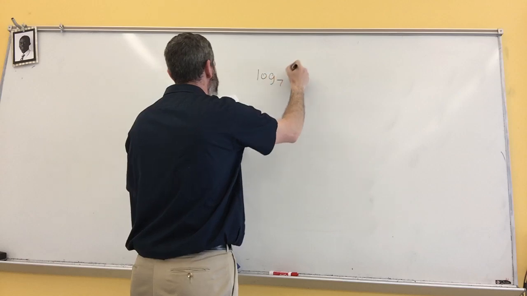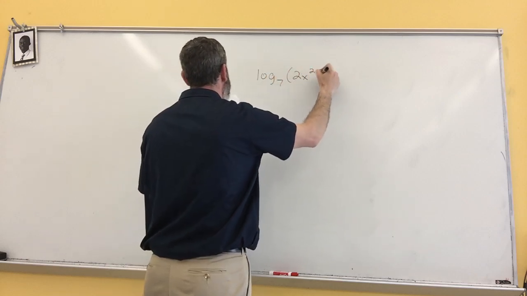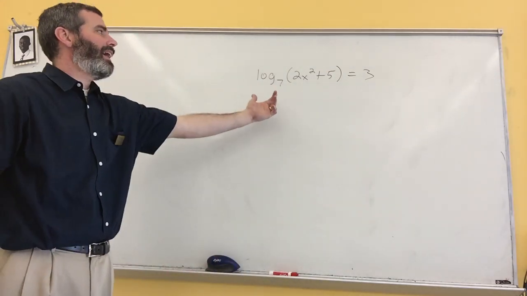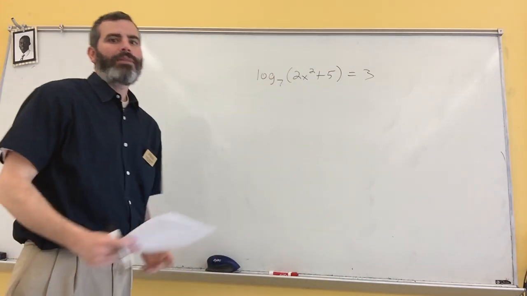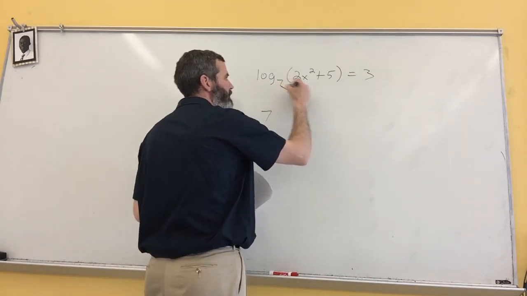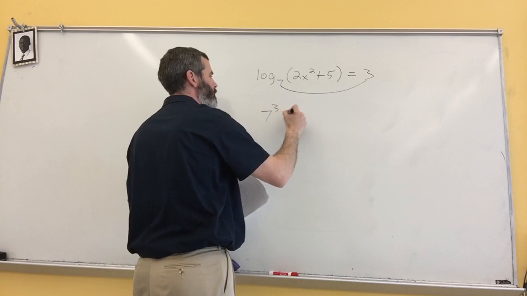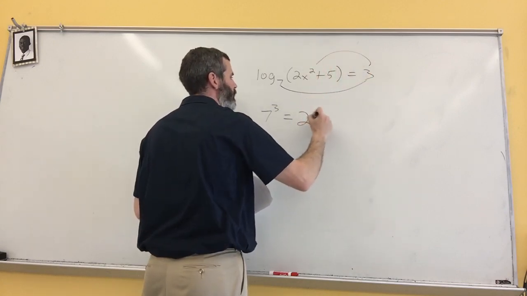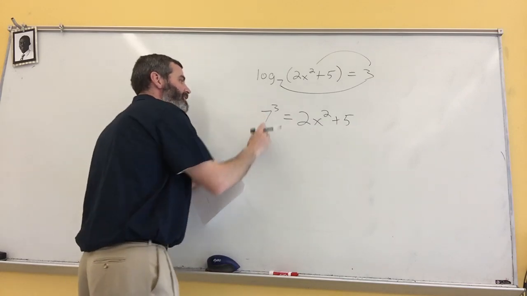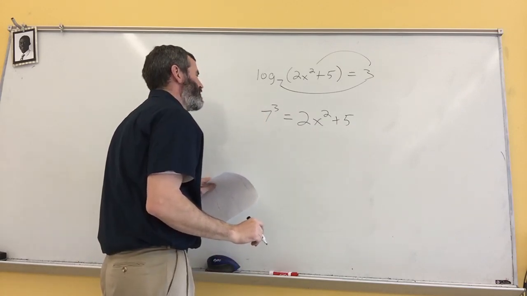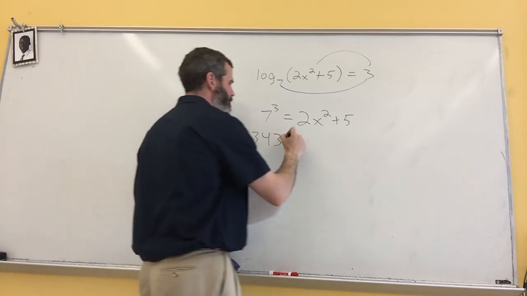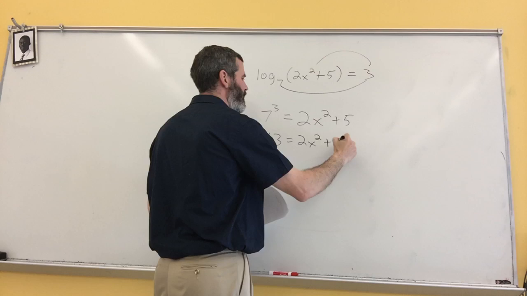All right. Number 10. Log base 7 of 2x squared plus 5 equals 3. All right, so when I only have one log, I can't use a calculator. I'm probably going to have to convert to exponent form. So let's do that. Start with my base 7, raised to the 3rd power, equals all of that, 2x squared plus 5. So 7 cubed is 343. So that's going to equal 2x squared plus 5.